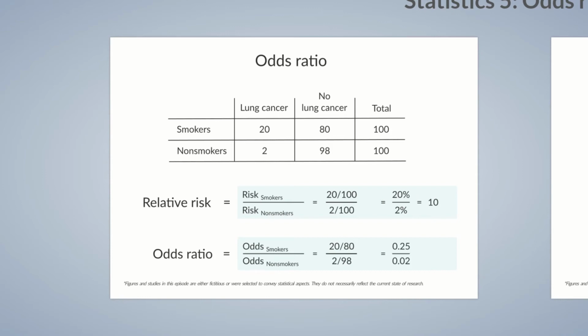In this case, the odds ratio is 12.25. Therefore, the odds of smokers is 12.25 times higher than the odds of non-smokers. Okay, so now you know how the odds ratio is calculated.